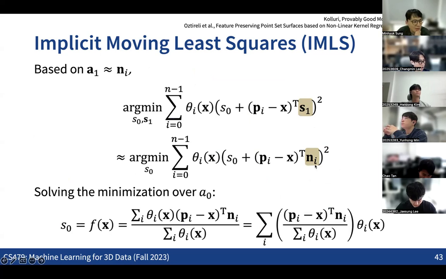But based on this very bad approximation, this becomes a very simple optimization because now we are just getting a scalar value, right? Only one single value. So if we solve this problem, then this S0 is basically the function value that we wanted to get for the query point. And you can see that this function value can be given in this simple form. Make sense? Any question on this?